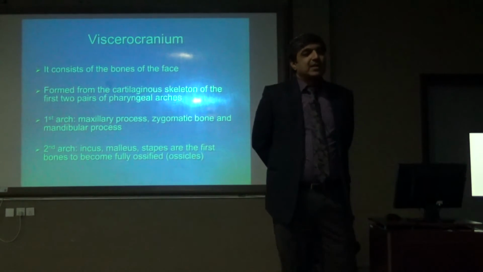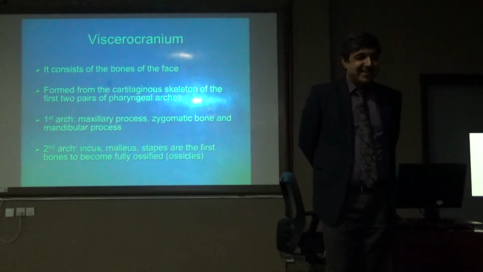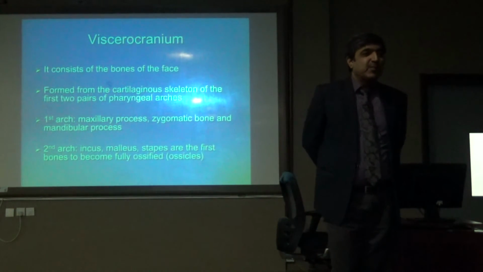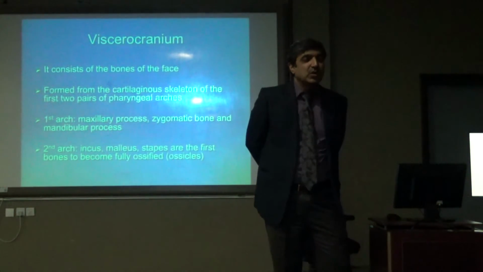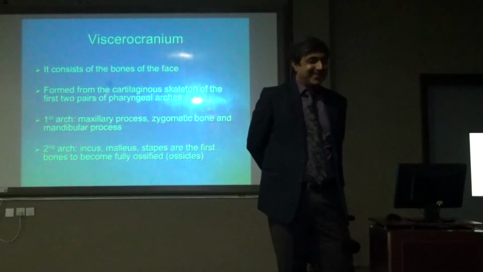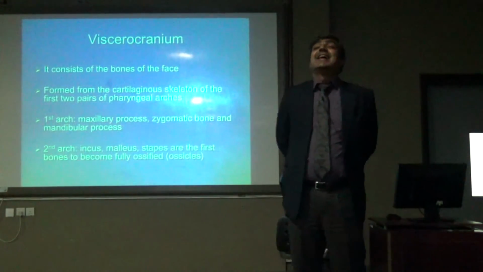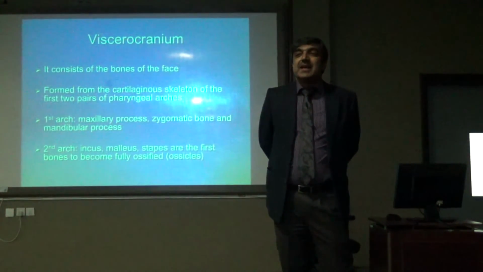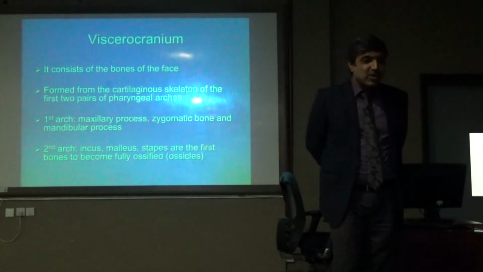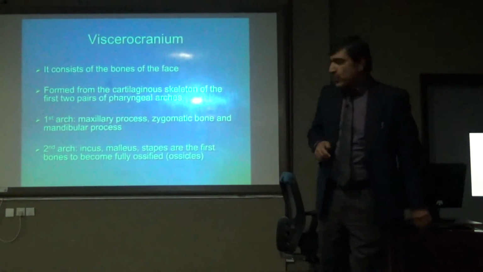Vertebral column. The vertebral column is formed from which area of the somite? Nobody? The somite has how many portions? Two portions. What are those? Okay, what is ventromedial? Sclerotome. Ventromedial sclerotome. So the vertebral column is formed from sclerotome, right? Don't forget it.